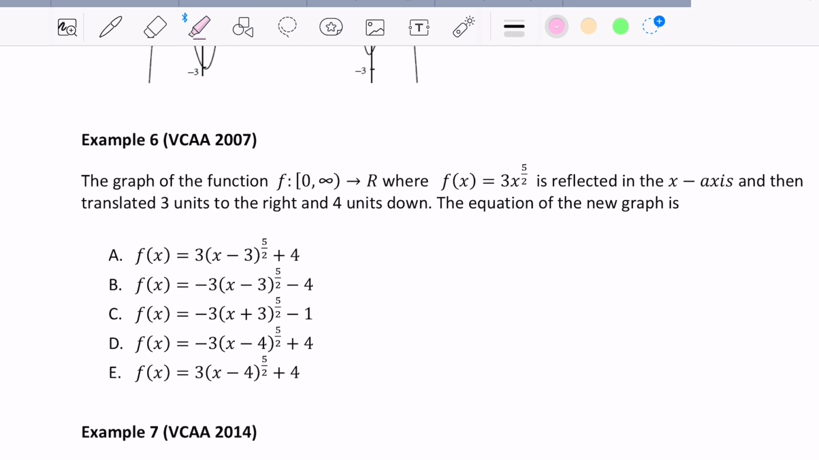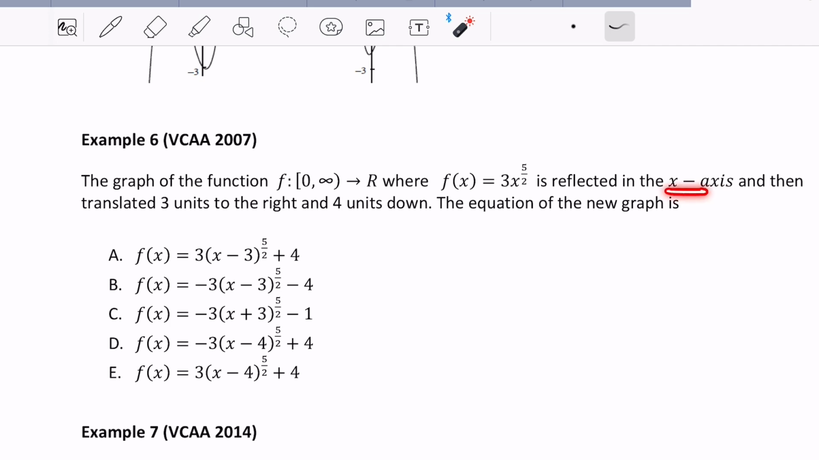All right, example 6. We've got the graph of this particular function. It's reflected in the x-axis, and then it's translated 3 units right and 4 units down. What's the equation of the new graph? Because there's no dilation, I would probably suggest to just go ahead and put your transformations in. When there's a dilation or when there's a reflection in the y-axis, that's when I like to do mapping, because it's just very easy to make a mistake.